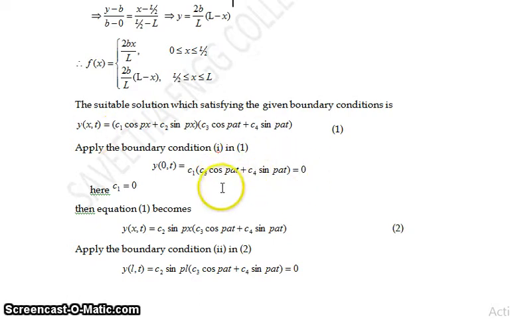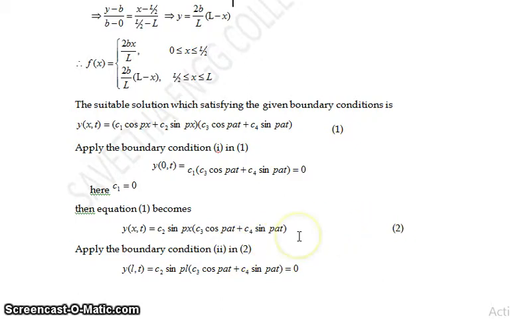Here, which one is 0? This one is a trigonometric function, which is not equal to 0. Suppose it were 0, then c1 would be 0 and everything would vanish. Therefore c1 is 0, not the trigonometric part. So put c1 equal to 0 in equation number 1. We get y of x comma t equal to c2 sin px into (c3 cos pat plus c4 sin pat). This is equation number 2.